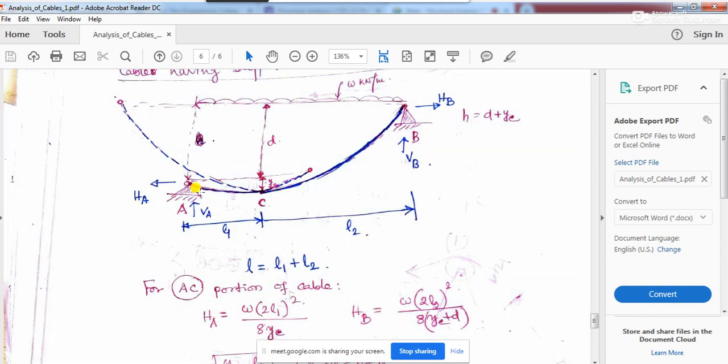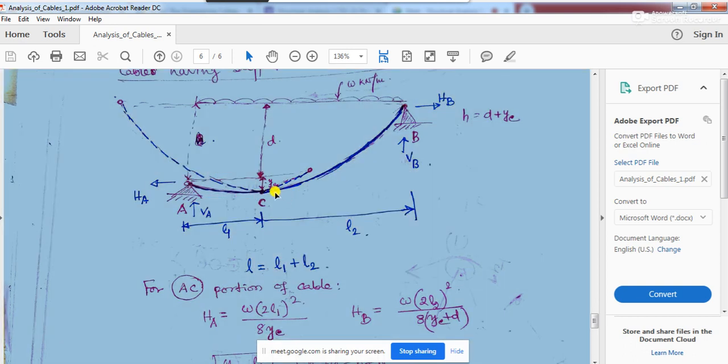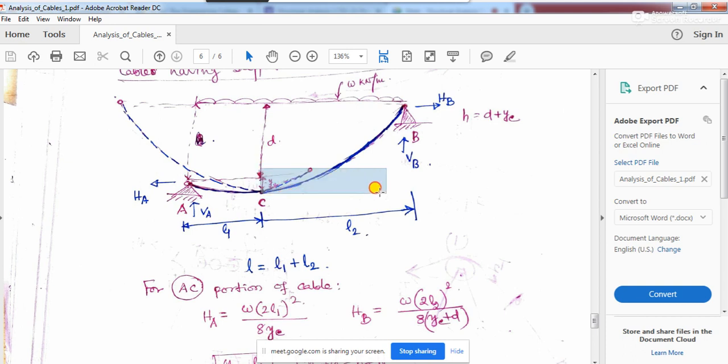Now there is a separate parabola you are getting from here to here, and on the other hand there is another parabola you are getting from here to here, or rather I should show it here to here.